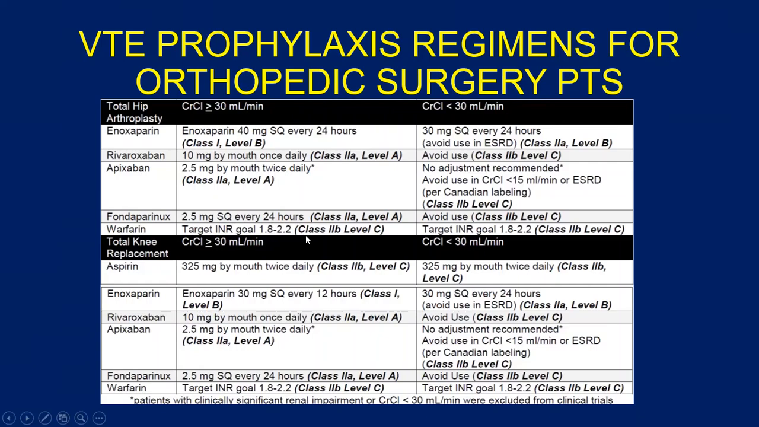Or you could go with the old tried and true method, which is warfarin, and you're aiming for a target INR, but that is so hard. It's not really even used from that perspective anymore.